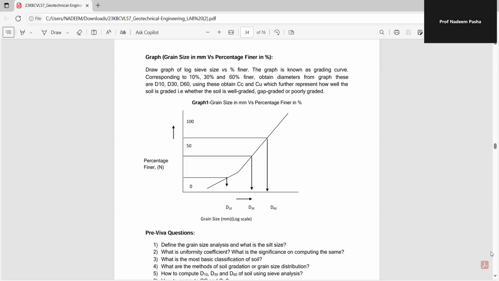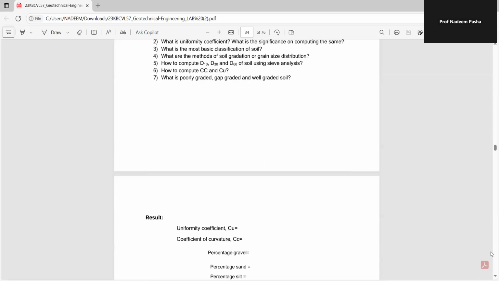What is the most basic classification of soil? IS classification, BIS classification. What are the methods of soil gradation and grain size distribution? Different methods are there. How do you compute D10? Using the graph, we calculate D10. How do you compute Cc and Cu? Cc and Cu are also calculated using the graph.